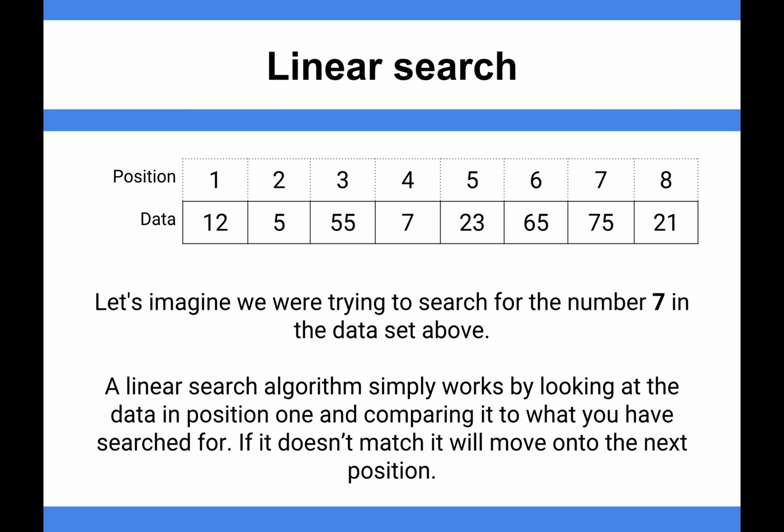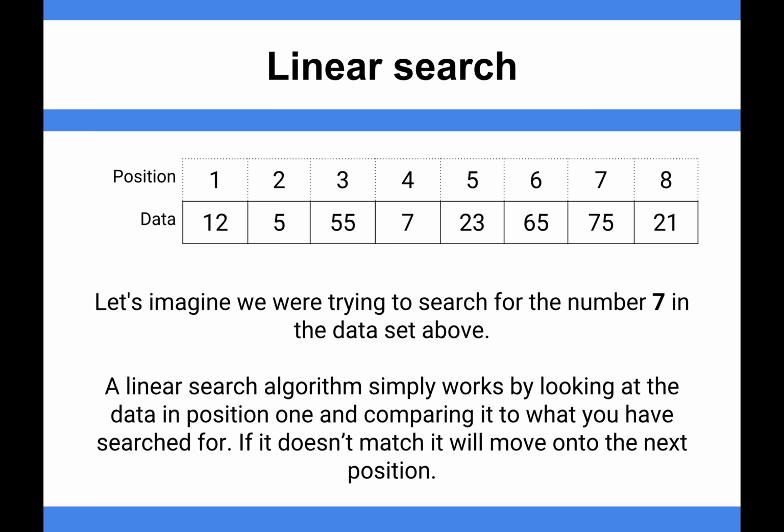Okay, a linear search is a searching algorithm. So searching algorithms are, again, you know what an algorithm is. It's one that searches through a data set if you are looking for something. Search algorithms are used all the time. There's lots of different sorts. A linear search is the simplest.